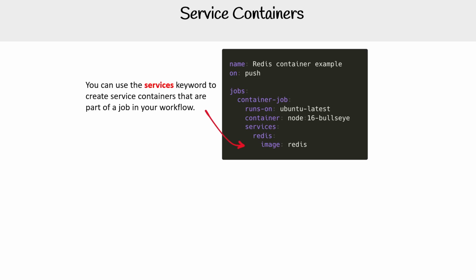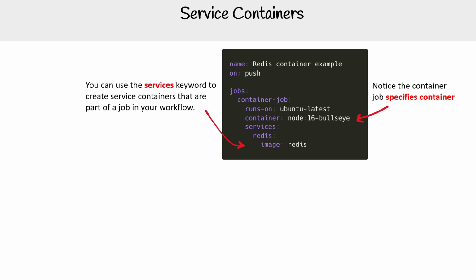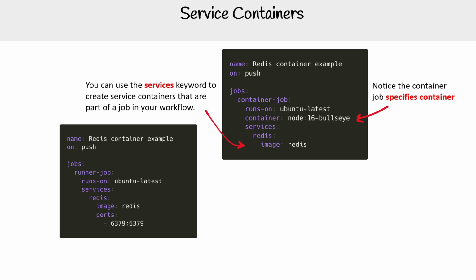So let's look at an example of a Redis container, which is a service. And notice that this one, we specify the image over here. Notice the container job specifies a specific type of container. So we have the runner, the type of container that it'll run, which is node. Over here, this one, notice there is no specified container.